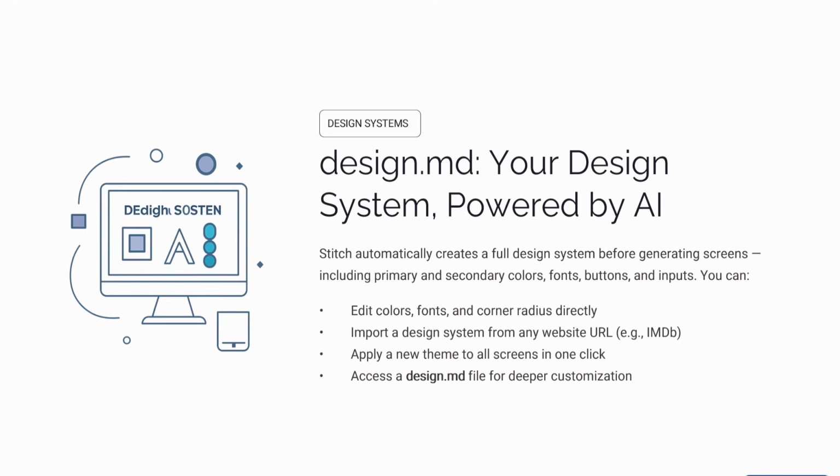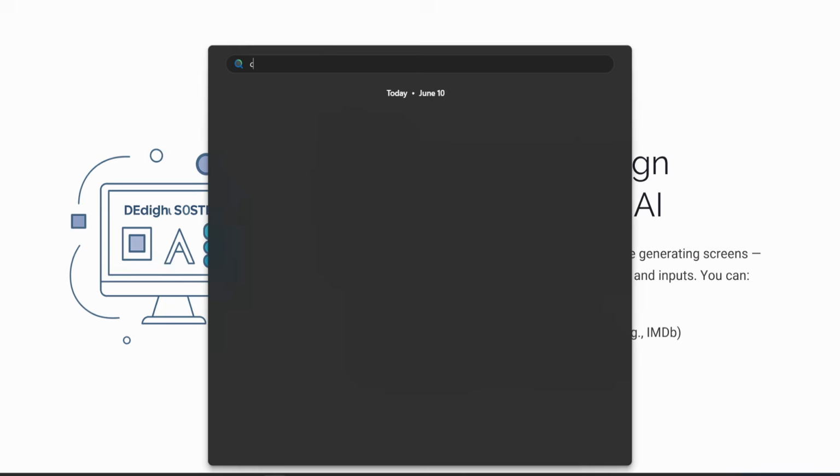Now, what's design.md? Design.md is a markdown file which can be helpful in editing colors, fonts, corner radius, and much more. Also, in the design.md file, we can give website references, like tell Stitch you have to make a website like this one. So, firstly, let's move to our browser now.